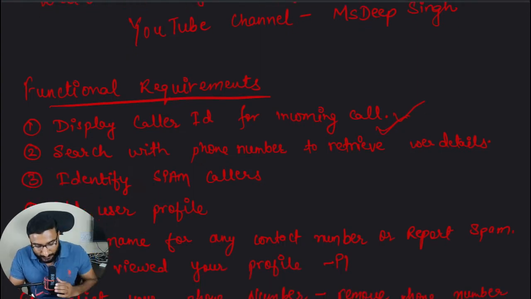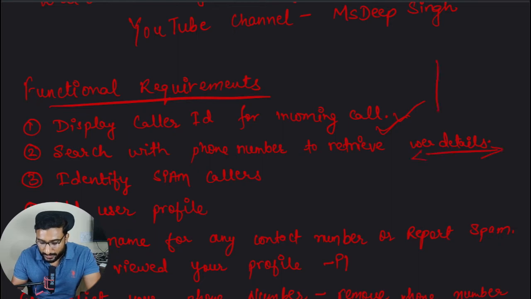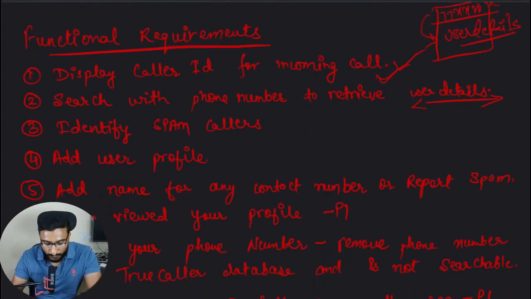Number two functionality we want to support is search with a phone number to retrieve user details. Whenever I open the Truecaller app, there should be a functionality that if I enter a particular number, let's say 77xxxxx, Truecaller should tell me whose number this is. I should be able to get the user details associated with this particular number. So this is the second functionality we want to support.